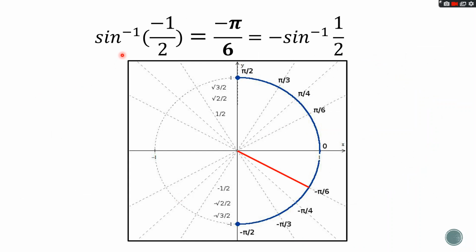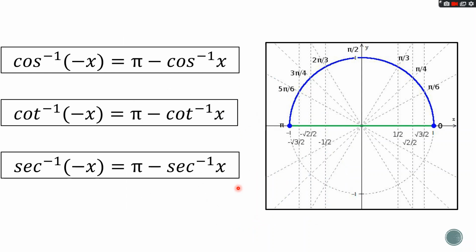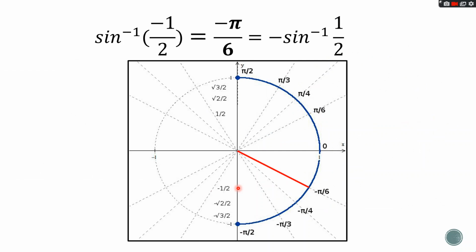Say for example, you want to find sine inverse of minus half. So minus half, where is the point minus half? This is the point minus half. It corresponds to minus pi by 6. And minus pi by 6 you can write as minus of sine inverse of half. Right? So the answer for this problem is minus pi by 6.